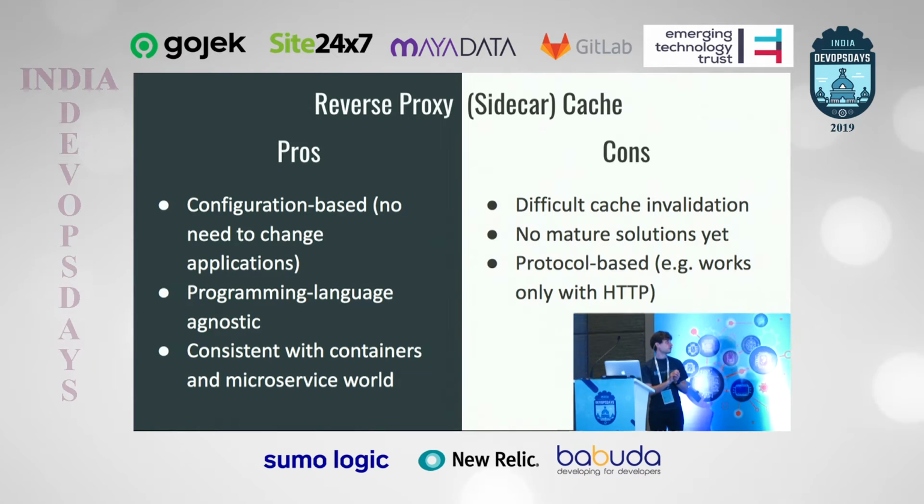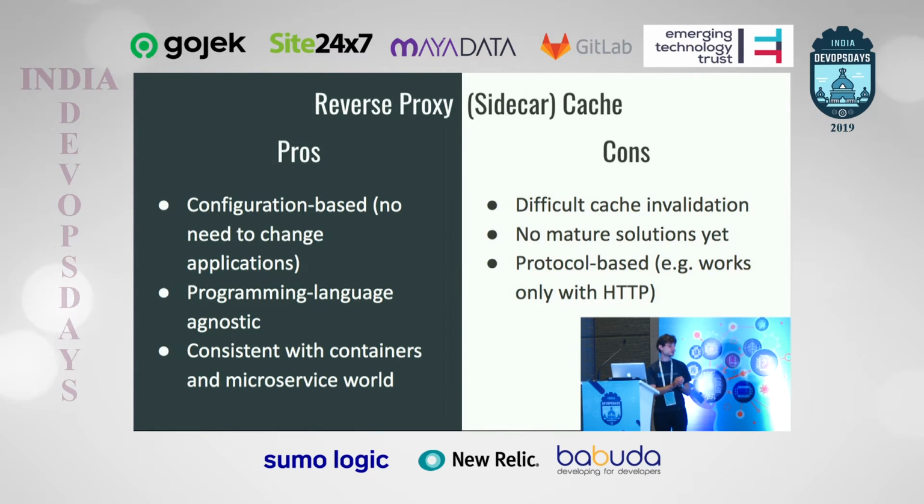Short summary about reverse proxy and reverse proxy sidecar patterns. The good thing is that the main reason for using this is that it's configuration based, so there's no need to change your applications. It's obviously programming language agnostic. It's everything agnostic. It does not even touch your code. And it's very consistent with the container and microservice world, cloud native, all that happens right now. This pattern is very consistent.